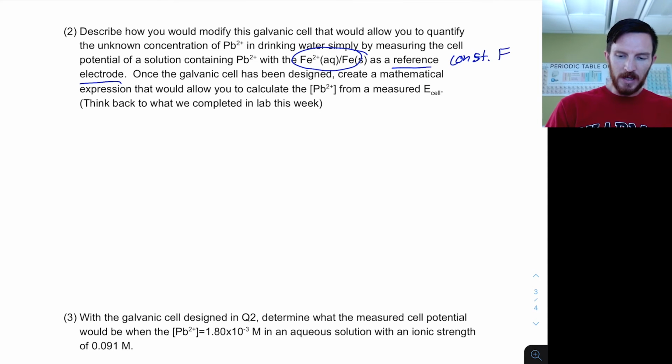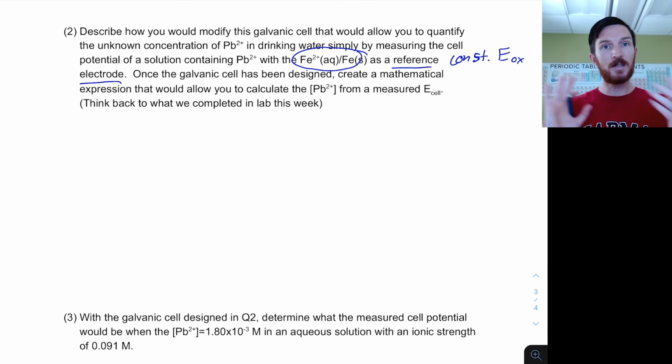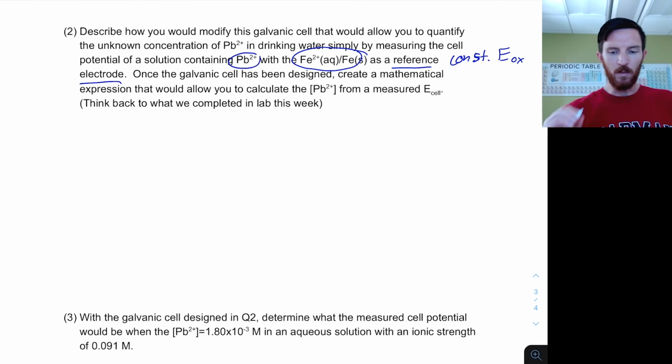And what that means is we want to have a constant oxidation potential for that reference electrode. We do not want it to be varying with any other pieces that are going to influence that. And so then we're going to think, okay, how can I make that a standard electrode? We already know some information about our lead side.